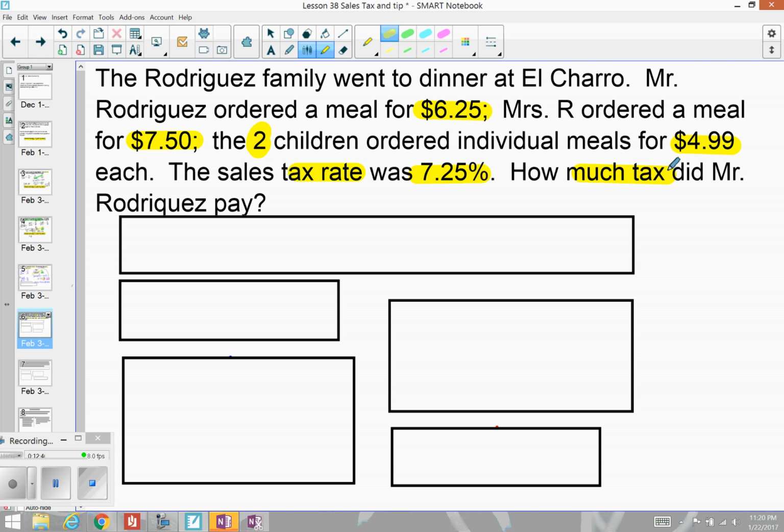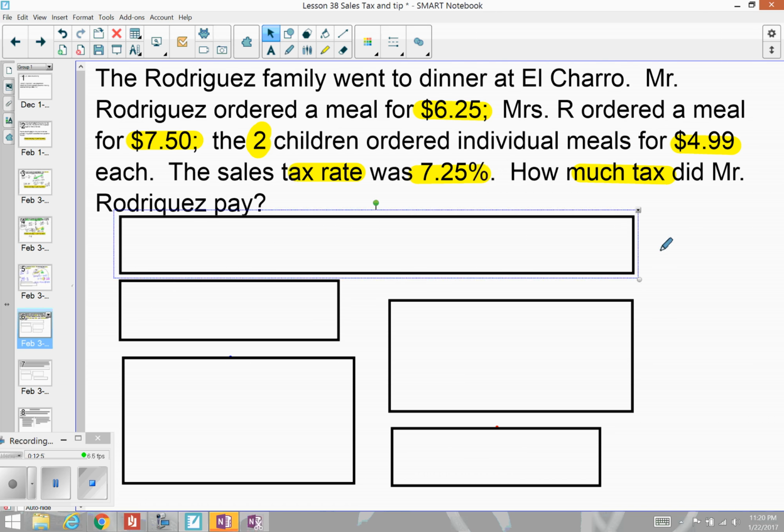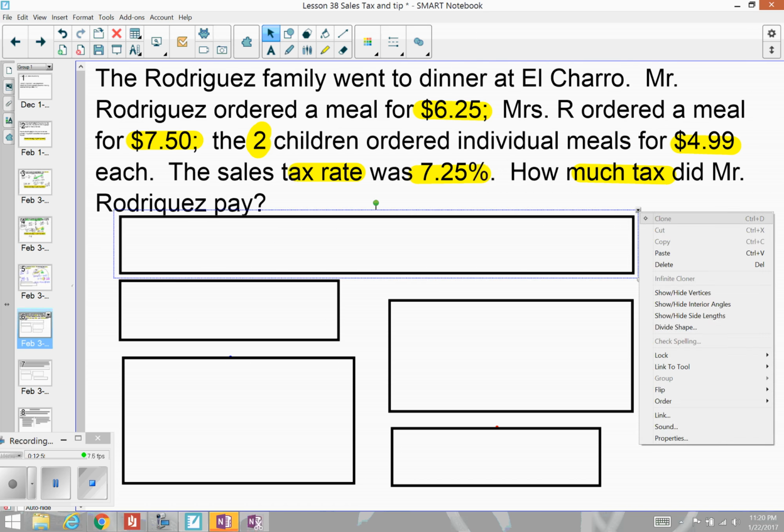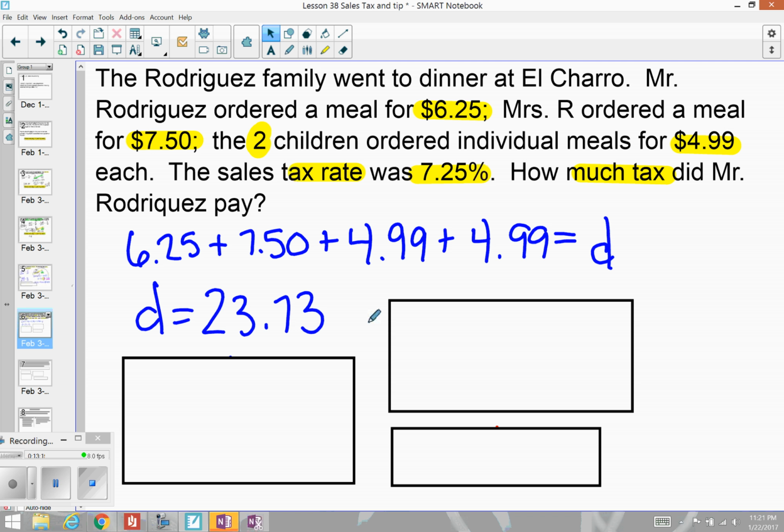All right, so the first thing we need to do is figure out what our total price is, okay? So we're going to add up $6.25, $7.50, $4.99, and $4.99. That will be the price of our dinner. So if you do that on your calculator, you should now get that your value was $23.73 for your meal.